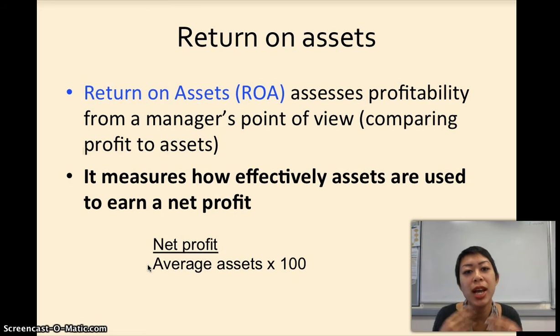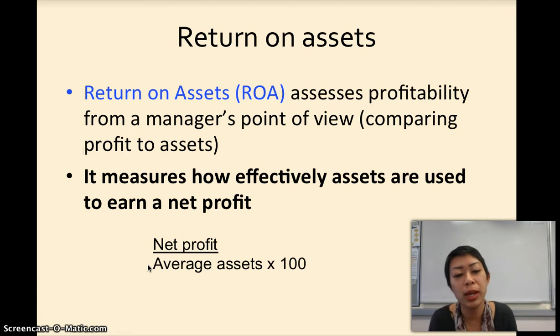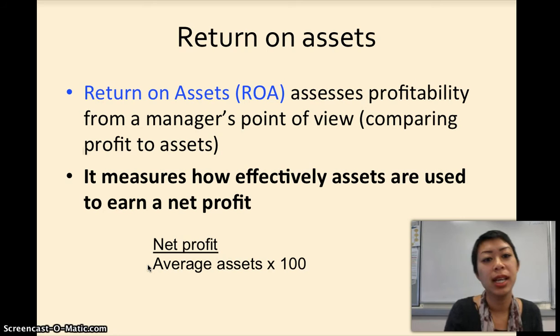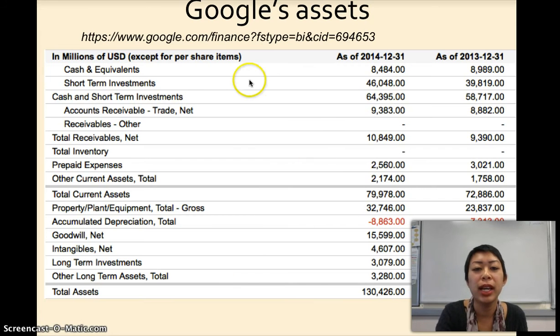Okay, now looking at return on assets, this one measures profitability from a manager's point of view. So we compare net profit to average assets. It measures how effectively assets are used to earn a net profit. The formula is similar to ROI, but it's net profit over average assets instead of owner's equity, times 100. Now looking at Google's assets over the 2 years, we can see they've also increased between 2013 and 2014.